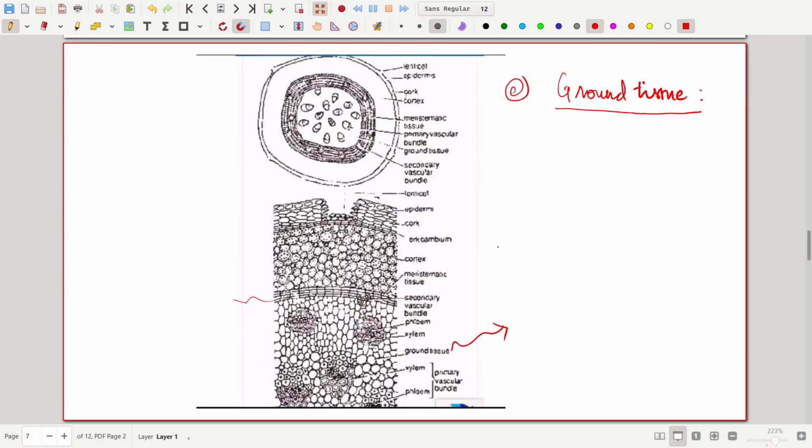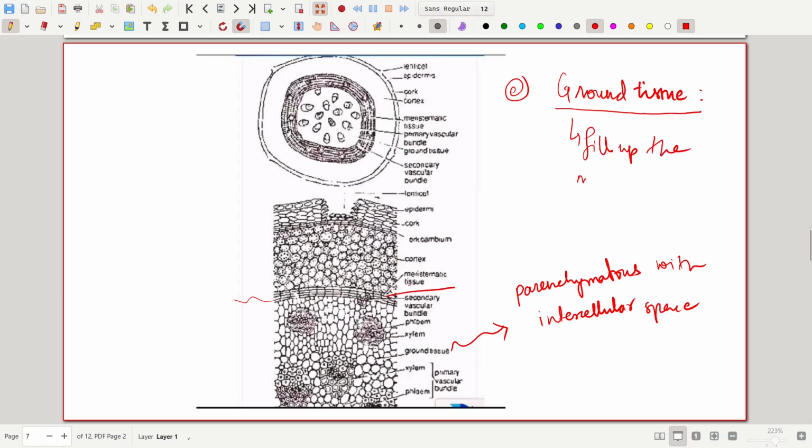Now let's move to the next one, that is the ground tissue. Here the tissue extends from the inner side of the meristematic zone. This is the meristematic zone, and it fills the major part of the stem, and the cells of the young tissue are thin walled, parenchymatous, with intercellular spaces, and it fills up the major part of the stem.